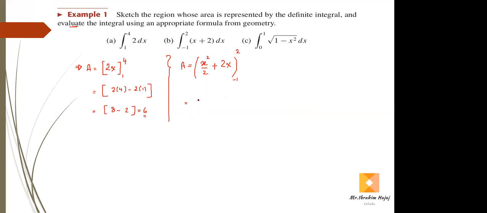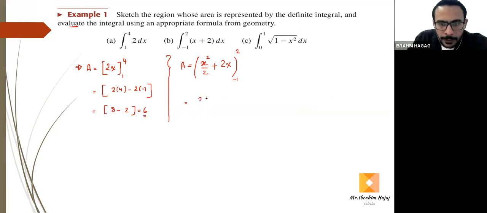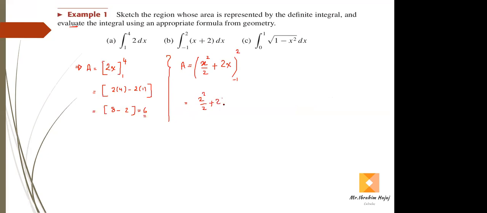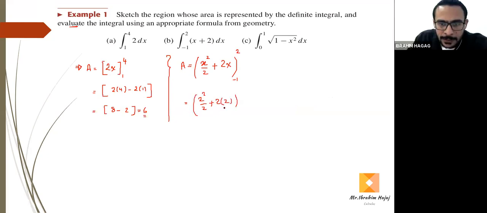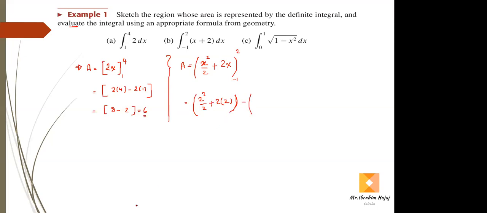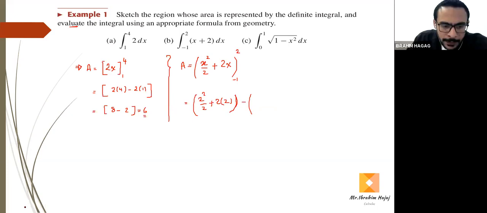2 squared, which is 4 over 2, or 2 squared over 2. We will plug in 2 first, which is 2 squared over 2 plus 2 times 2, so you worked only with 2, minus the lower limit: negative 1 squared over 2 plus 2 times negative 1. Please, let me write it down so I have space.